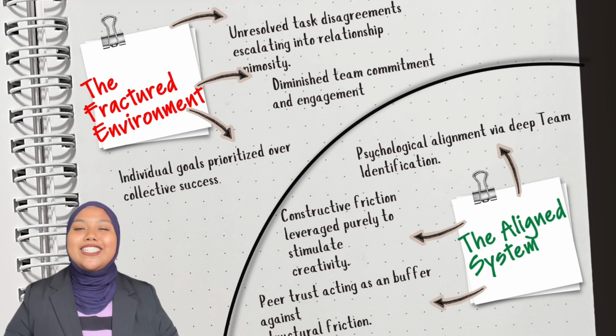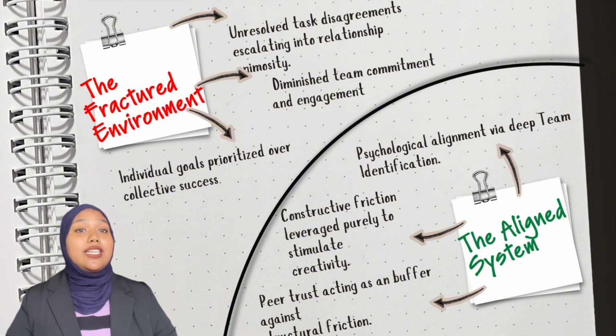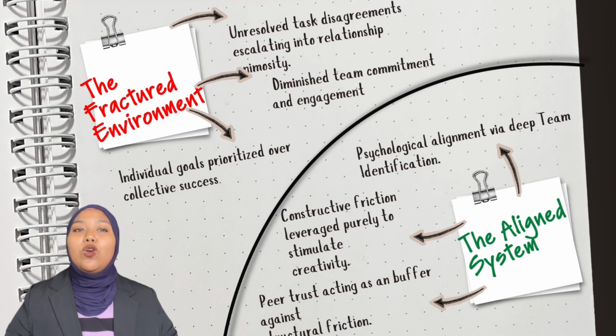Finally, to conclude, our research presents a definite choice for organizations, represented perfectly by these two paths. On the left is a structured environment. When conflict is treated as an isolated distraction, individual roles completely hijack the team identity. Task disagreement quickly deteriorates into personal animosity and relationship conflict, causing the entire team to fracture under the pressure.